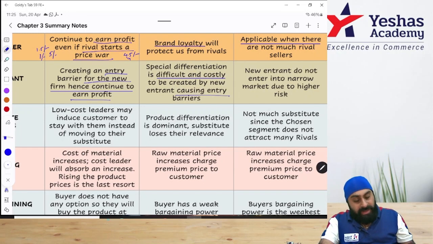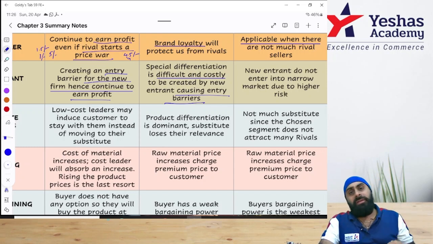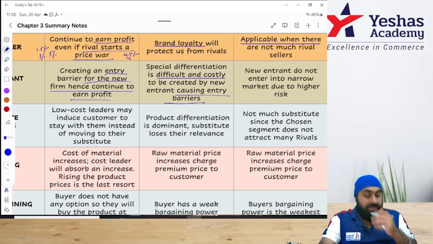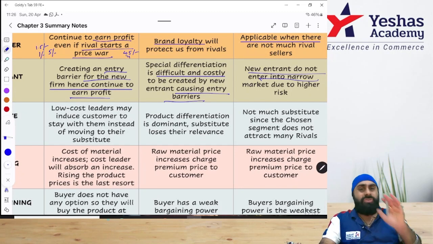New entrants face entry barriers. Now, how will differentiation cause an entry barrier? Since you're producing a unique product, a new entrant coming to the market has to produce a unique product. Do you think it's easy to produce a new product? The answer is no, it is not. So again, there will be a problem. A new entrant does not want to enter a narrow market because the market is already too small. He is not interested in jumping into such a market.